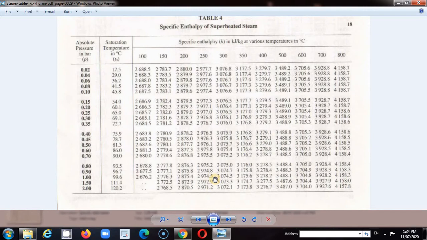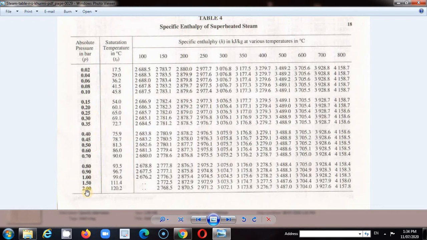In this way you will get enthalpy directly without any calculation. So there is no need to calculate the sensible enthalpy and sensible entropy, and also no need to calculate the dryness fraction here.